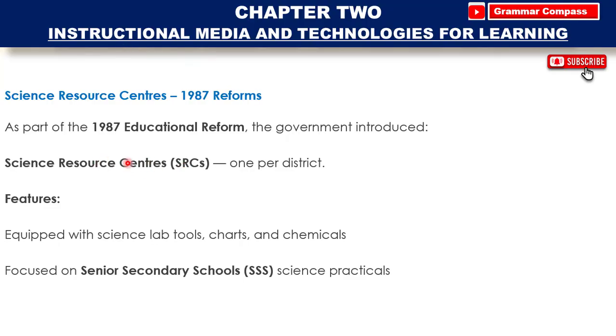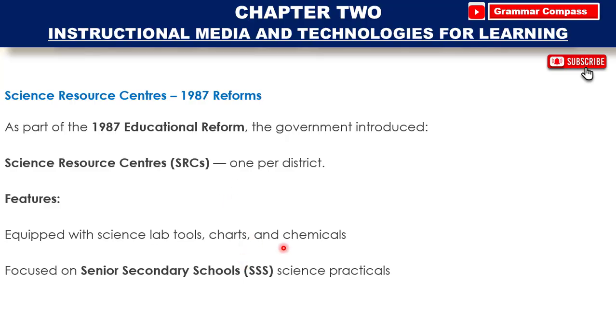These centers were established, one per district. So every district had its own Science Resource Center. The features were they were equipped with science laboratory tools, charts, and chemicals. They also focused on senior secondary schools' science practicals. So it was basically to support science education at the senior secondary school level.